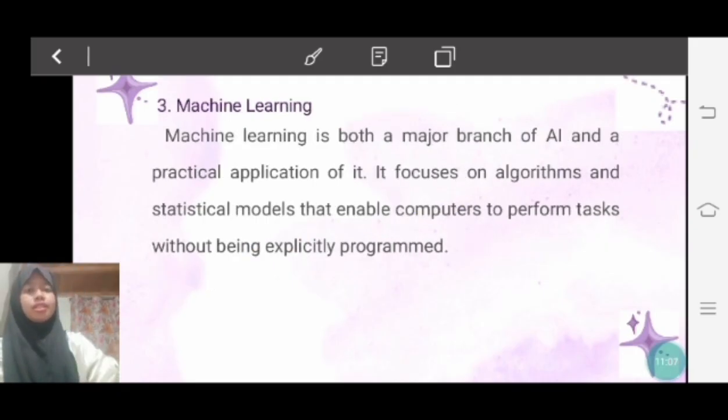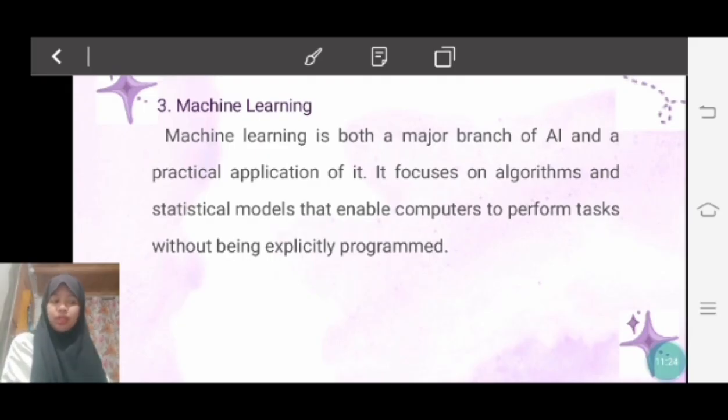The third one is machine learning. Machine learning means learning from data and improving performance without being programmed for every task.